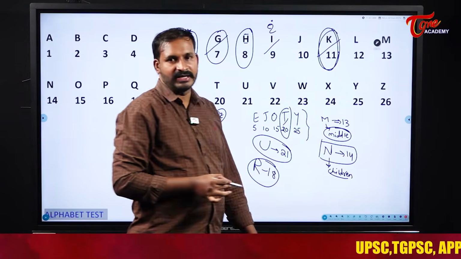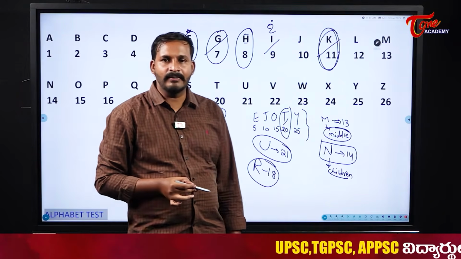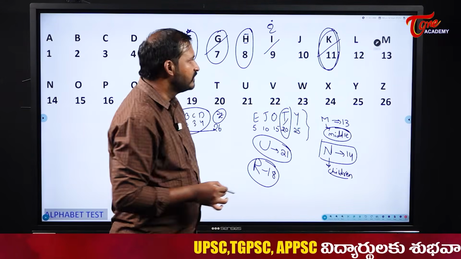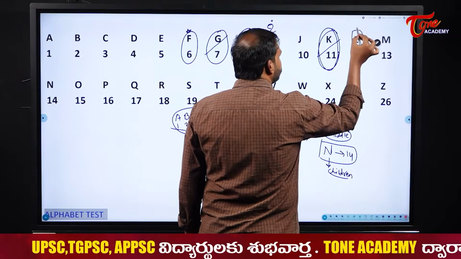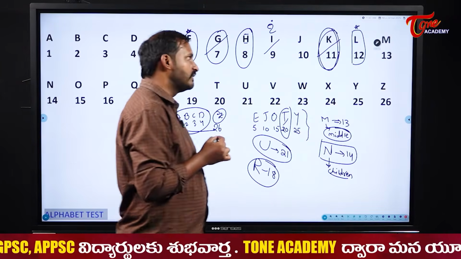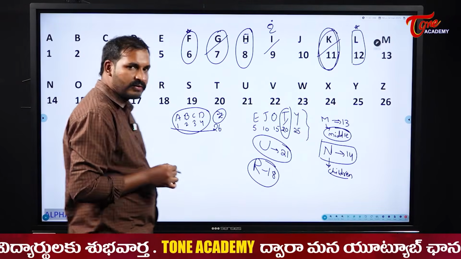But K is 11, Kings 11 Punjab, or K11. Okay, next L12. Okay, this is a little bit difficult. Okay, fine, we will see it later. L12. Okay, now see here, November 14 we have done.